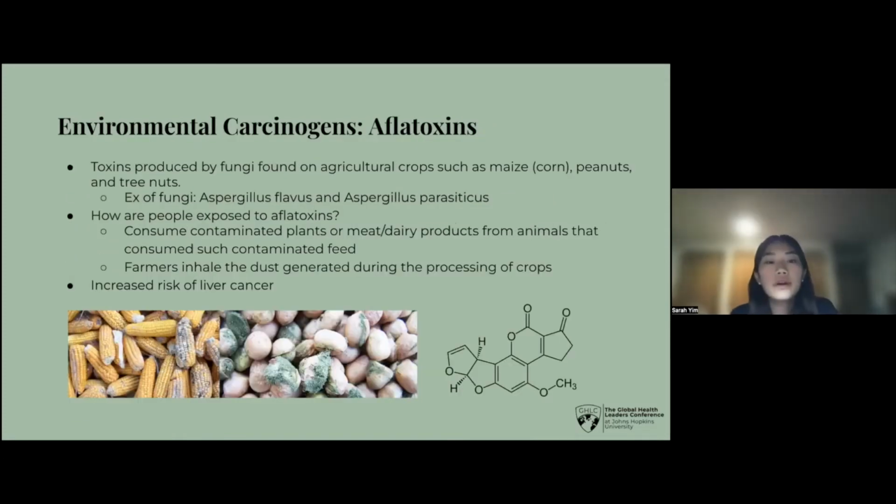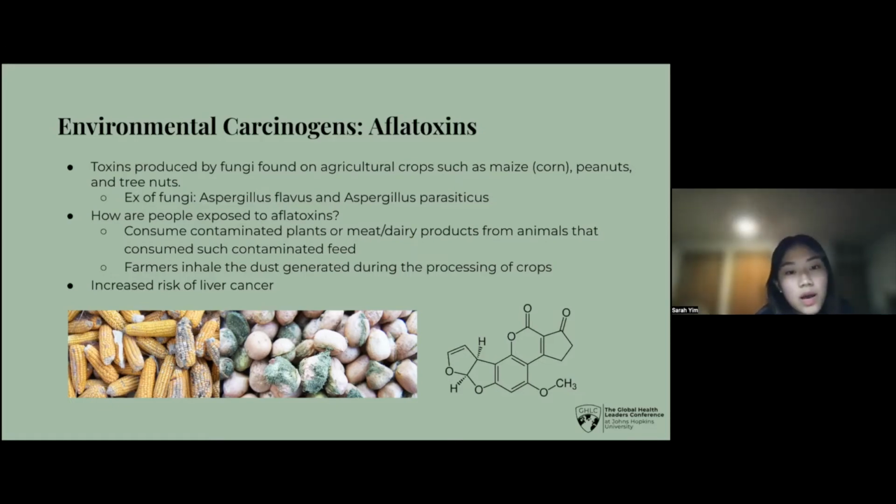So one very prominent and notorious environmental carcinogen that is known is called aflatoxins. These are toxins produced by the fungi found on agricultural crops like maize, which is corn, peanuts, and tree nuts. Examples of such fungi are Aspergillus flavus and Aspergillus parasiticus. And people are exposed to such aflatoxins, firstly, when they consume contaminated plants or meat and dairy products from animals that consume such contaminated feed.